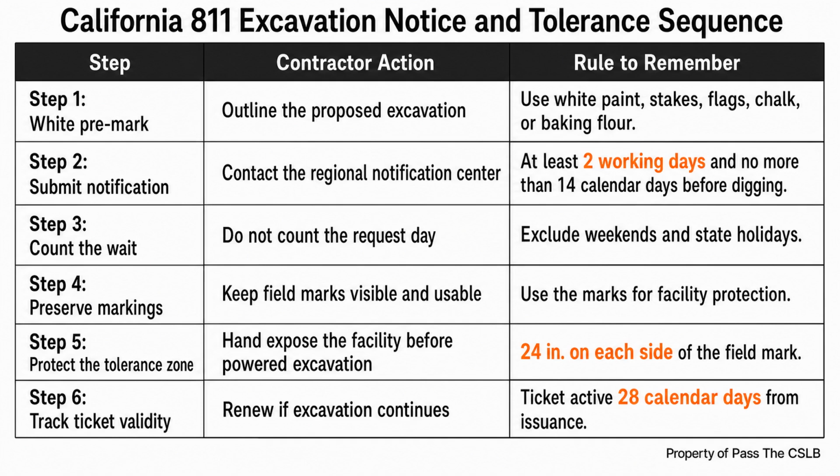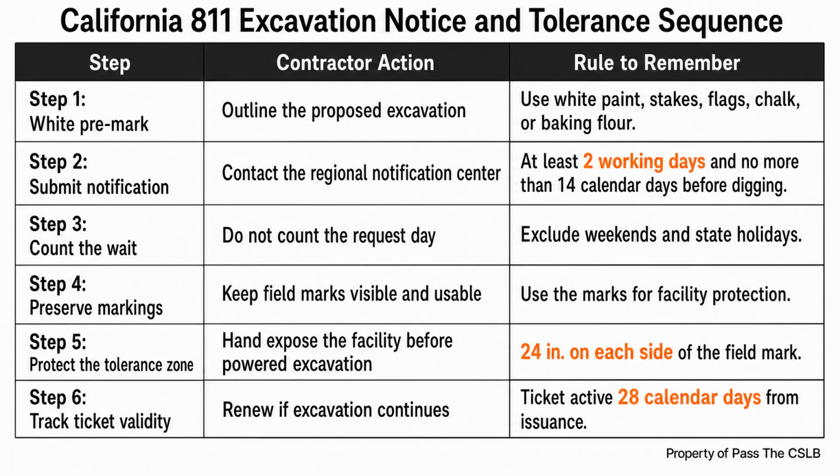The contractor still has to preserve the markings and renew the ticket when excavation continues beyond the active period. The tolerance zone is another place where people hear the number but picture it incorrectly. It is 24 inches on each side of the field marking, not 24 inches total. I think of it as a protective halo around the marked facility.